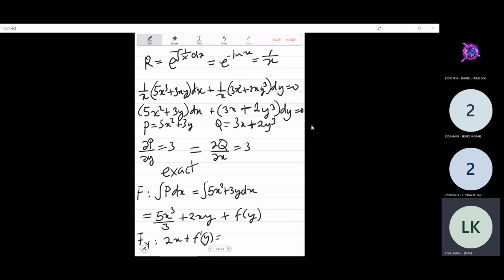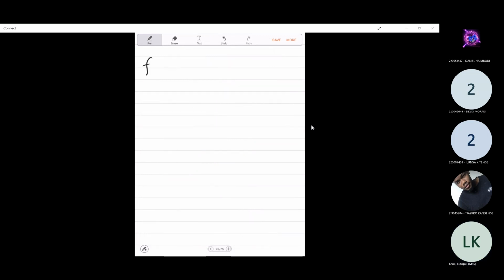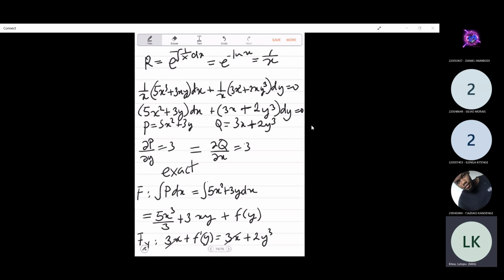Okay, what is my q? Let me just see here what I did. This plus 3, then this will be 3. Okay, now it's fine. And this is equal to 3x plus 2y to the power of 3. So the 3x will cancel, and then we have f prime of y equal to 2y to the power of 3.